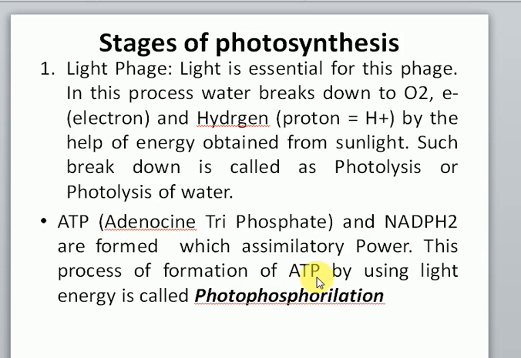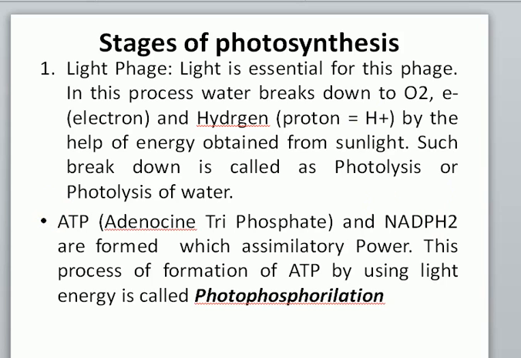All right. So at the end of the light phase, we have formed ATP. We have formed NADPH2. Don't forget that it is originally NADP plus, but the hydrogen reduced from here must be carried by something, and that is where we have this. So these two will be used for the next phase.